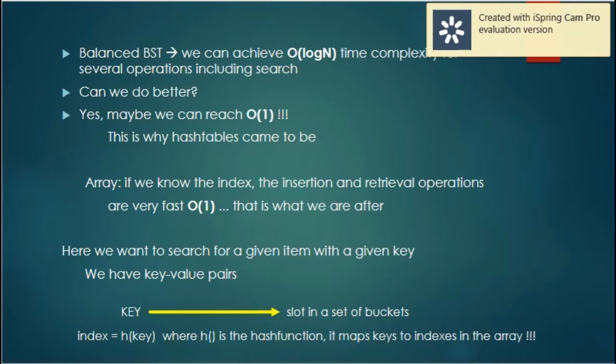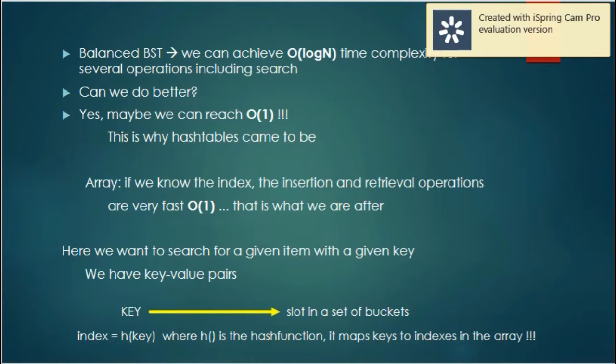So we considered a balanced binary search tree and we came to the conclusion that we achieve O(log n) for several operations including search. And the question is, can we do better? Yes, maybe we can reach constant time complexity. This is why the hash table came to be. If we use an array as the underlying data structure and if we know the index, then the insertion and retrieval operations are very fast. So we want to search for a given item with a given key.